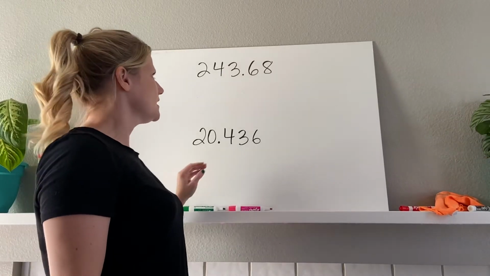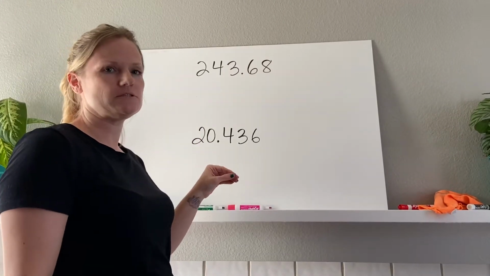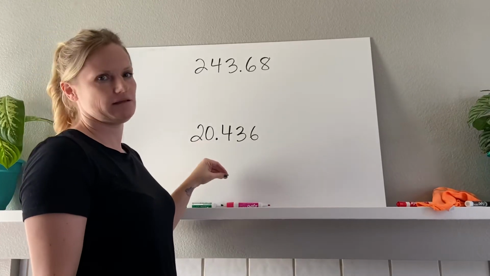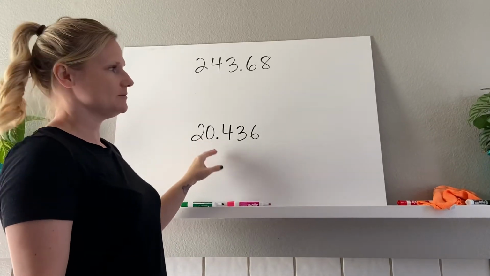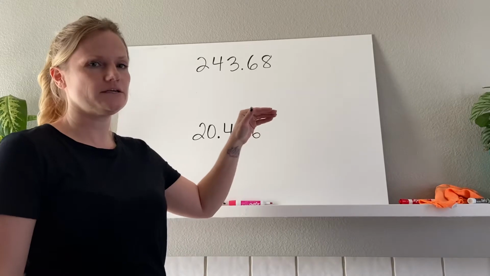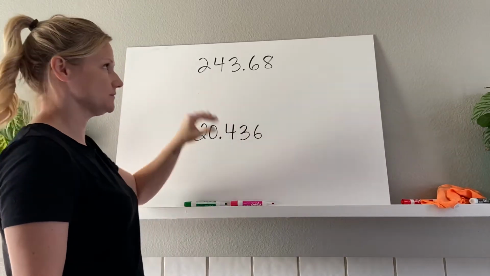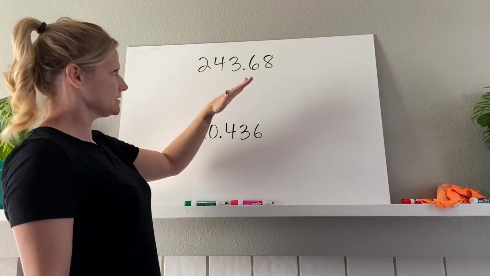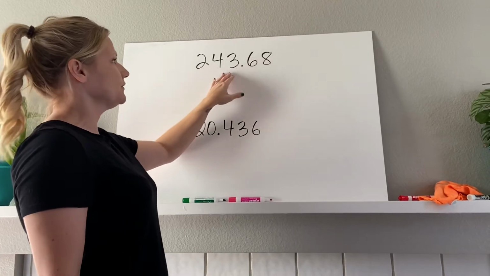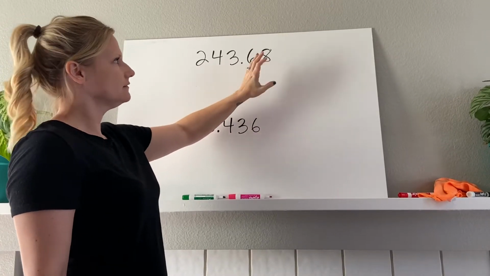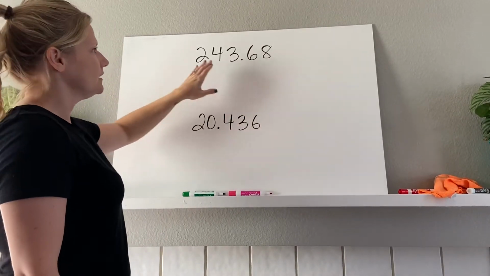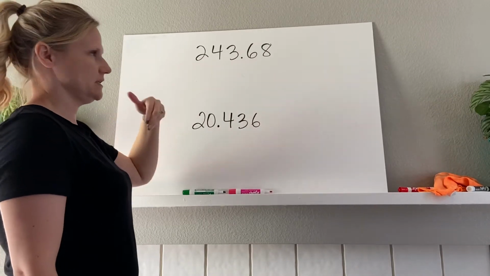Okay, so we're going to talk about how to name our decimals, and then we're going to use those names to figure out what your decimal would be as a fraction. So let's start with naming both of these examples first. If we read this number out loud, it's 243 and 68 hundredths. So let's write that in word form. That's how we name our decimals.